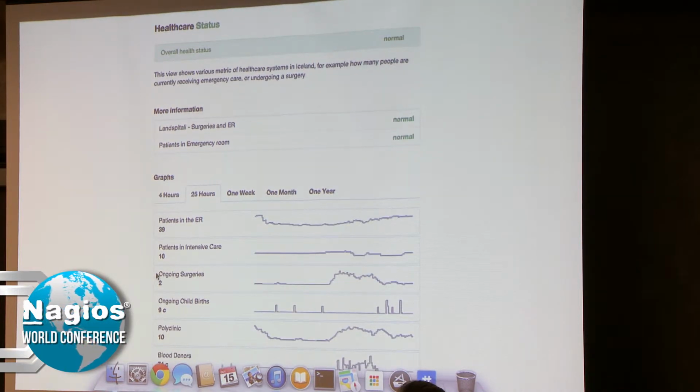We do watch over ongoing surgeries. You can tell that Iceland is in a different time zone than us because there are only 2 surgeries ongoing right now.